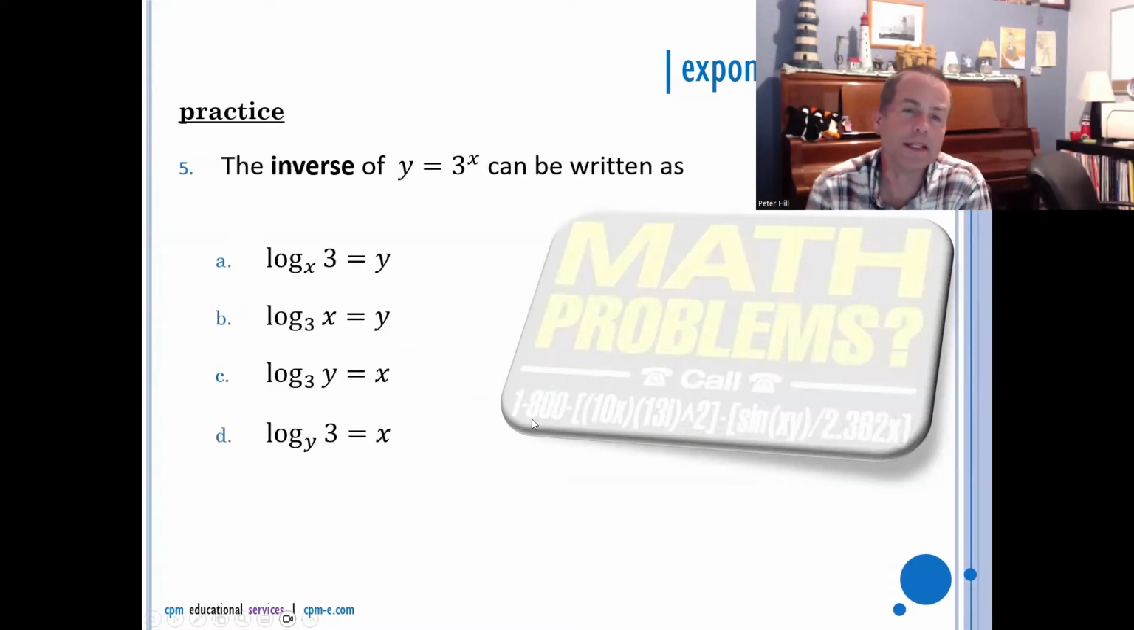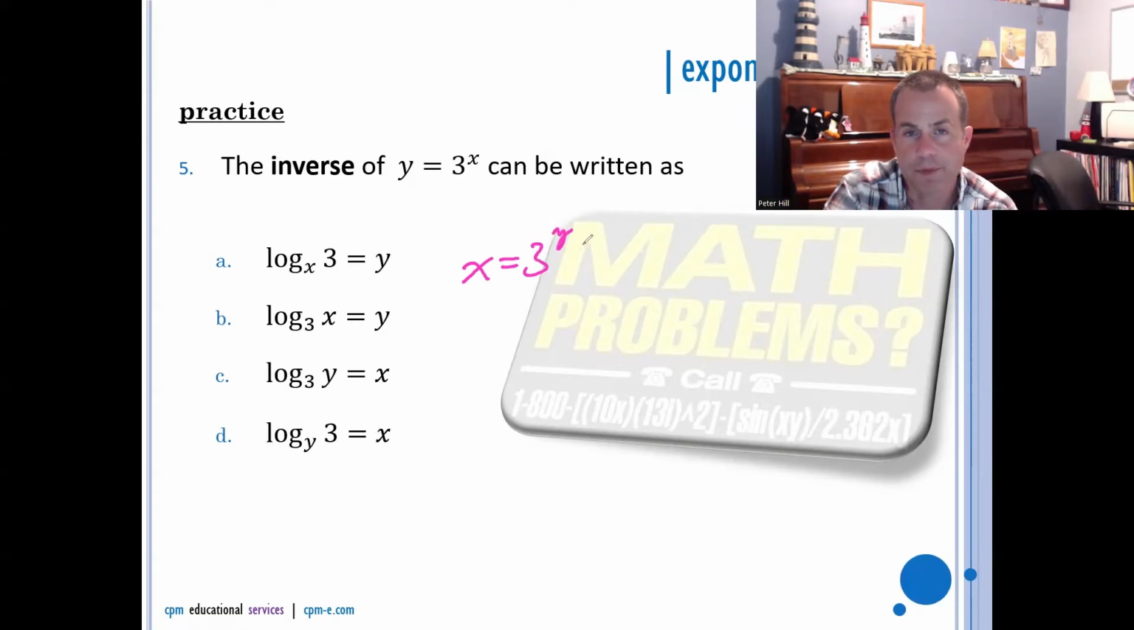The inverse of y equals 3 to the x. Now you've got to be careful with this. This is where we mix up taking the inverse and switching forms. If I took the inverse of this, I'd switch x and y, so that would become x equals 3 to the y. Now, that's not what these are. So now I have to take this and switch forms.